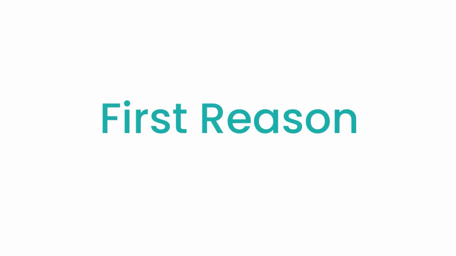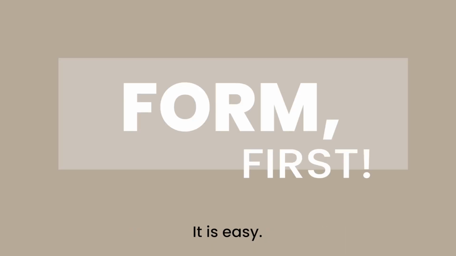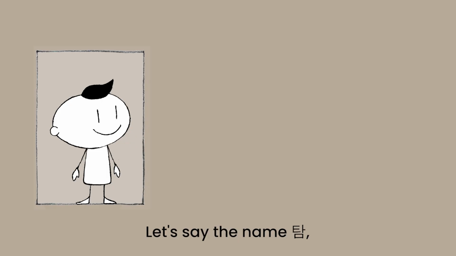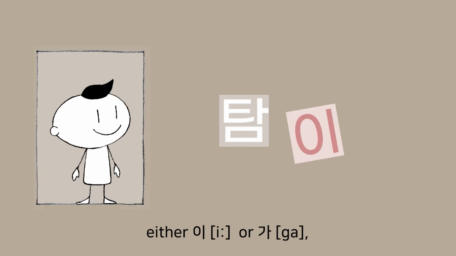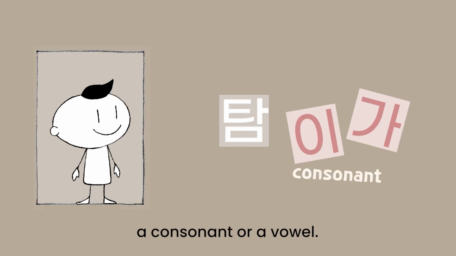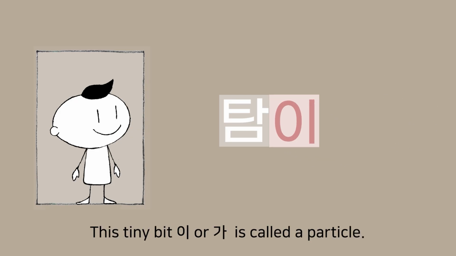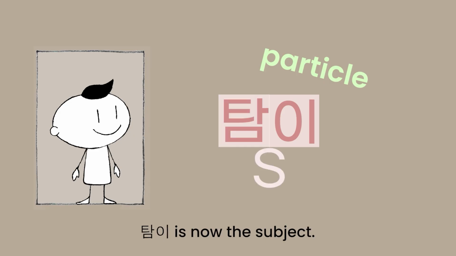The first reason: in Korean, the subject isn't really fixed in the first place. We even need to make a subject. How? It's easy. The subject is marked by form, not by position, like in English. We just start with a noun, let's say the name Tom. Then, we add one of these markers, either 이 or 가, depending on whether a noun ends in a consonant or a vowel. Since Tom ends in a consonant, Tom becomes Tom-i. This tiny bit, 이 or 가, is called a particle. It gives Tom its subject role. With that tiny sound, Tom-i is now the subject.